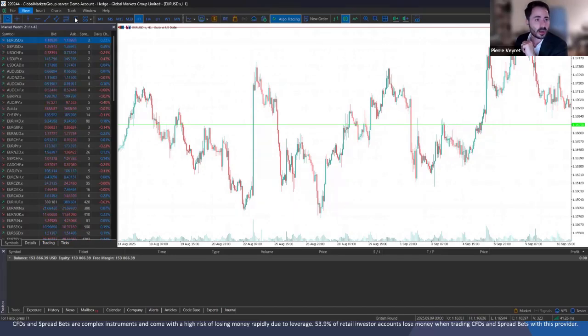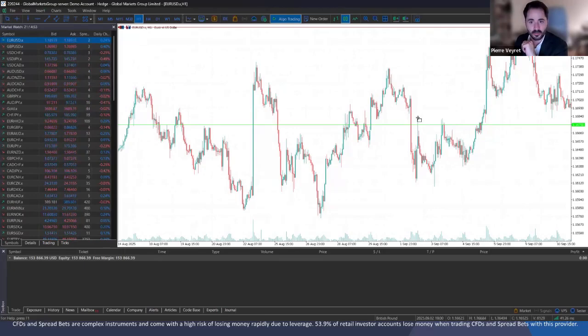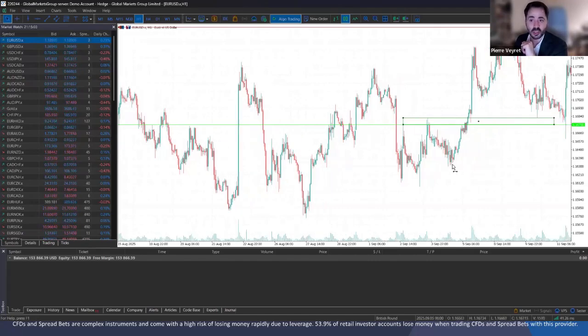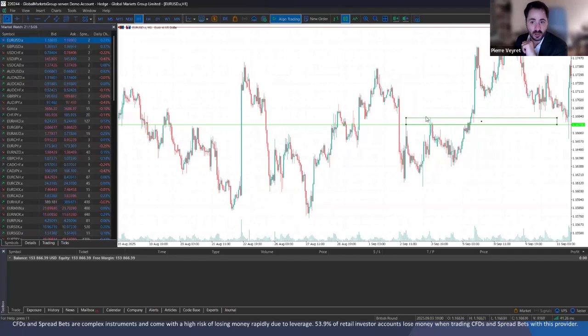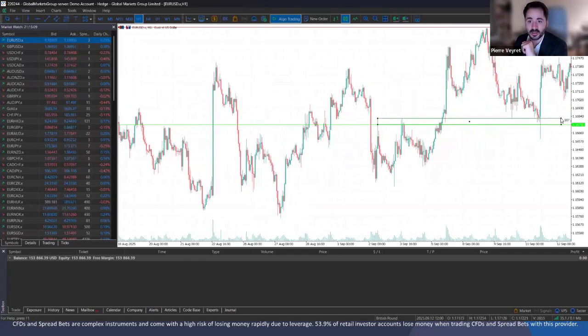And actually, it's more like a zone. Let's go with shapes, rectangle. Look, I like to base my support and resistance levels on closing prices, but I also take into consideration the wicks of the candlesticks right here. So that's why you can draw a sort of line. I've taken, as you can see in this box, the wick here.